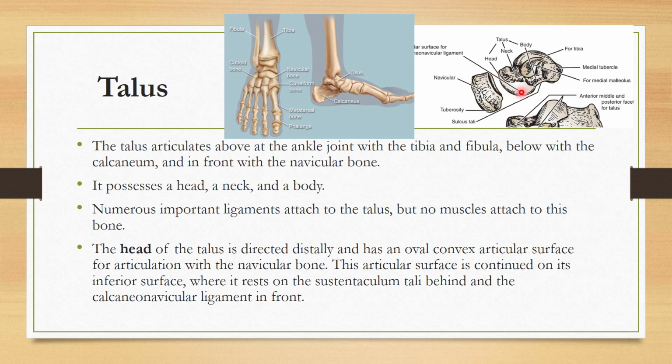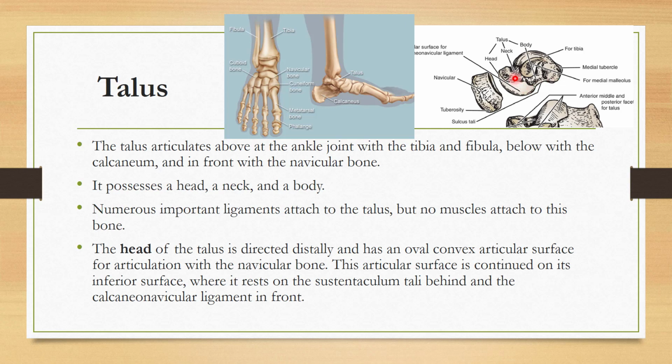Again, I will repeat, this is head of the talus, this is neck of the talus, and the posterior part is the body of the talus bone. Head is articulating with the navicular bone and it has the convex articular surface. This convex articular surface is related inferiorly with two structures. One is calcaneo-navicular ligament, which is present in front, and one is sustentaculum talli of the calcaneum, which is present behind. Then there is a constricted neck in between the head and the body. You should know this thing, that on the talus bone there are numerous ligaments which are attached, but there is no muscle which is attached to the talus bone.